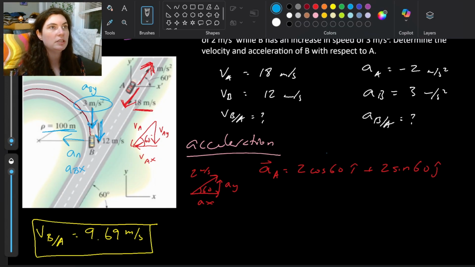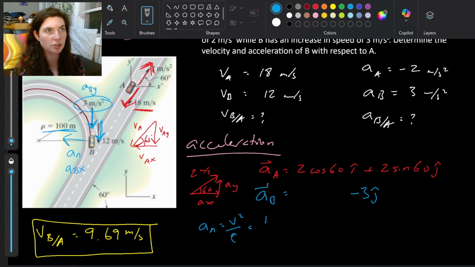So our acceleration is going to be for B. We have that y component, and we're looking for that x component. That y component we already know, -3 j hat. The x component we can get from a_n is v squared over rho, right? Velocity squared over radius of curvature.